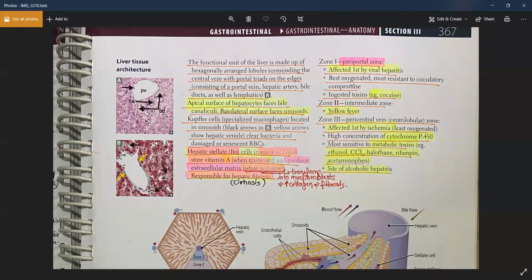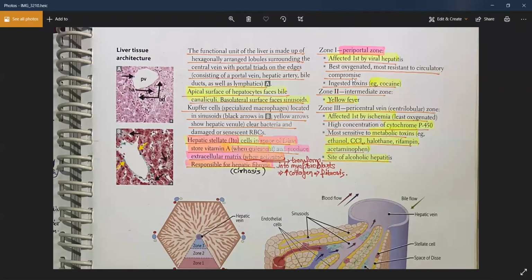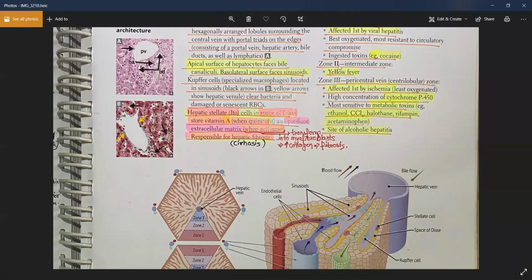These areas are best oxygenated, which makes sense because they are at the periphery near the blood vessels, right? Ingested toxins, like cocaine, will always first affect zone 1, the peripheral zone. Then comes zone 2, which is for yellow fever, very important. The yellow fever virus most commonly affects zone 2.